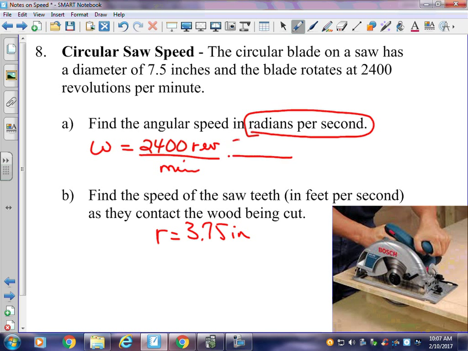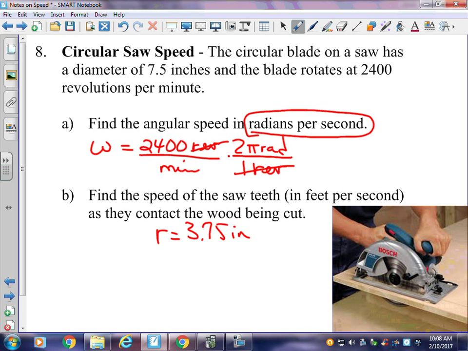So first, I'm supposed to put 2 pi radians over 1 revolution because we want the revolutions to cancel. Does everybody understand what I'm talking about so far? It's the same thing. But when I get to that point, I've got radians over minutes, and it didn't ask for radians over minutes. It wants radians per second. So this is those conversion factors again.